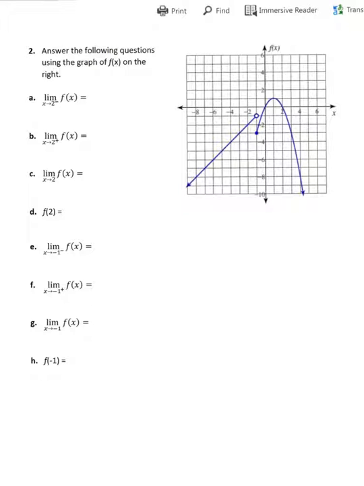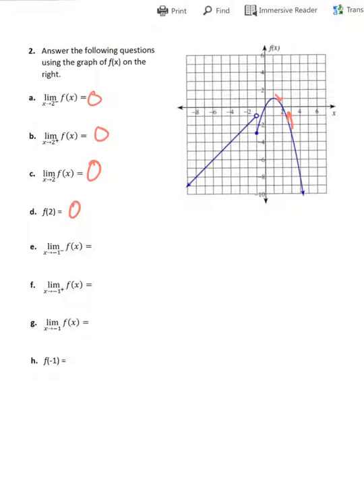Another thing is that you're going to get a graph and do a bunch of limits from the graph. So, limit as x approaches 2 from the left. Here's 2 over here. As I'm approaching 2 from the left, the y is getting closer to 0. Limit as x approaches 2 from the right, also 0. So the limit as x approaches 2, because the limit is the same from the left and the right, equals 0. f of 2 is 0.